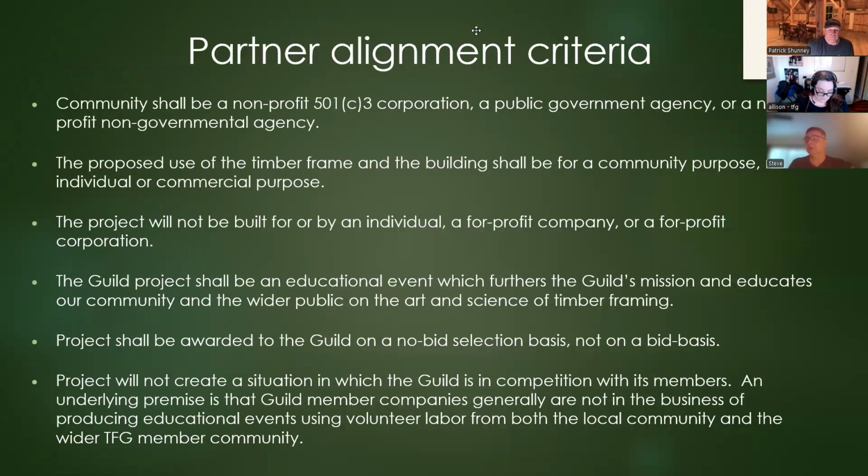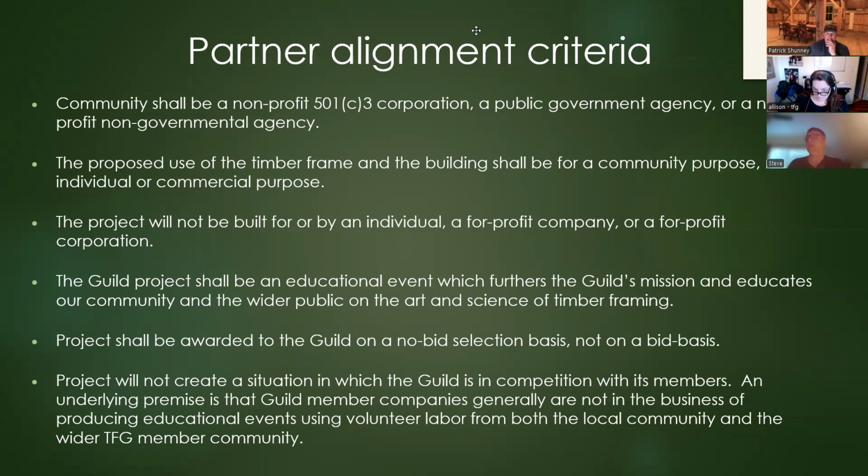So, alignment. These are the simple criteria that the Guild uses to assess our alignment with a partner organisation. The Guild is a not-for-profit. We're not a construction company. We're not doing this to be in the construction market. We're doing this to provide educational experiences to our membership, and also to have some fun doing what we love. So, you know, we're not trying to compete in the regular construction marketplace, and we've shaped up this set of criteria to try to outline what sort of position the guild takes as it approaches potential partners.